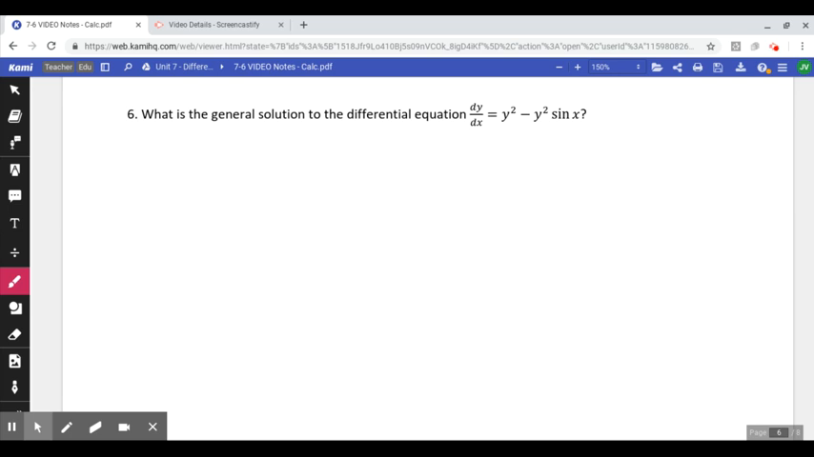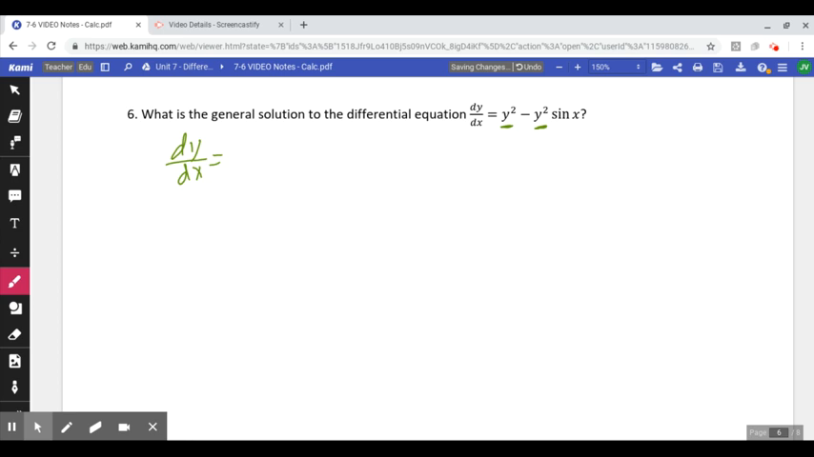In example 6, we want to find the general solution to the differential equation listed at the right-hand side. The very first thing we need to do is to separate our variables, but even before that, we have a little issue to take care of on the right-hand side. I don't know if you noticed it, but there's a y squared in this term, and a y squared in this term. Remember, terms are separated by plus or minus signs.